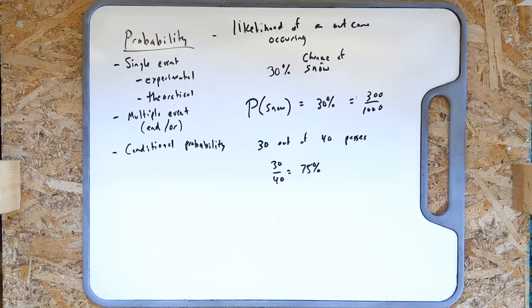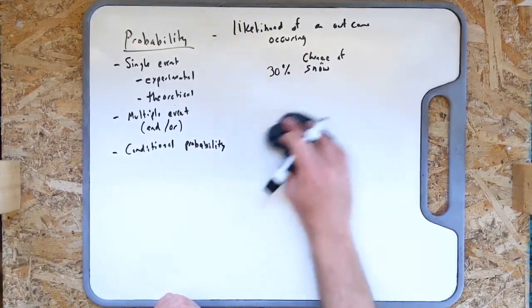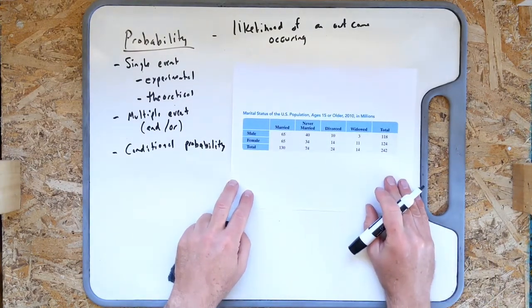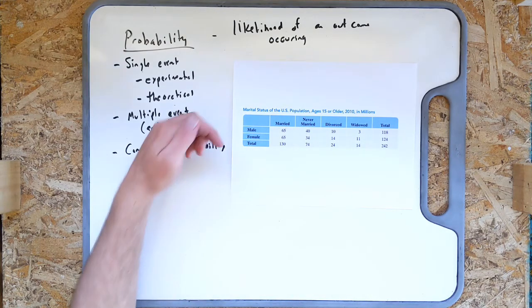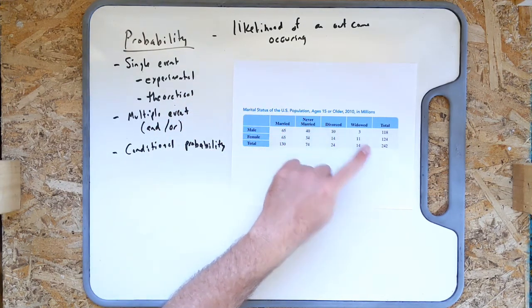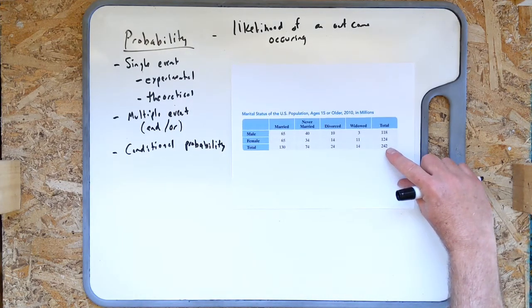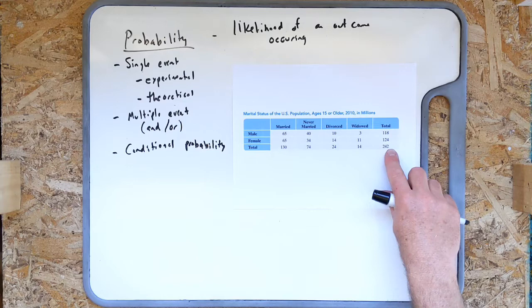Okay, let me give you another example of experimental probability. I hope you can read this. I have a chart here. Might be a little small, you might have to blow it up on your screen a little bit. This is the marital status of the US population, 15 and older. On the left here you have male, female, total. At the top you have married, never married, divorced, widowed, and total by line. So there are 242 million people in total that they put in these numbers who are 15 or older in the country. By the way, there's like 330 million people in the country total, so this doesn't include the 15 and younger.